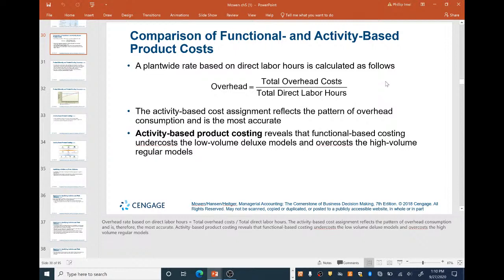The activity-based cost assignment is going to reflect the pattern of overhead consumption and is going to be the most accurate. So once again, that'll be the most accurate measure. Activity-based product costing is going to reveal that functional-based costing is ultimately going to undercost the low volume deluxe models and overcost the high volume regular models.